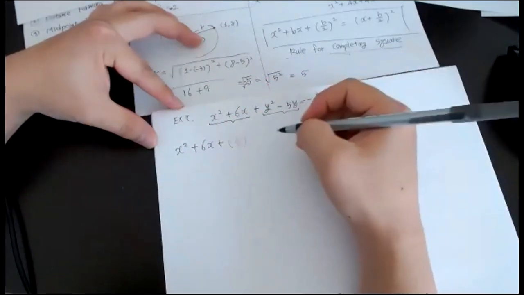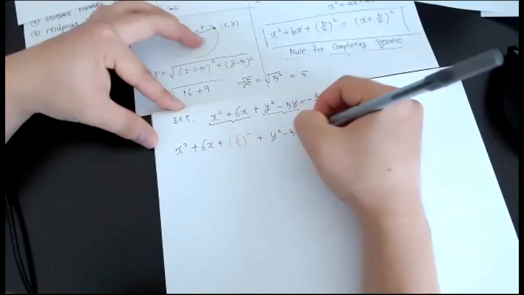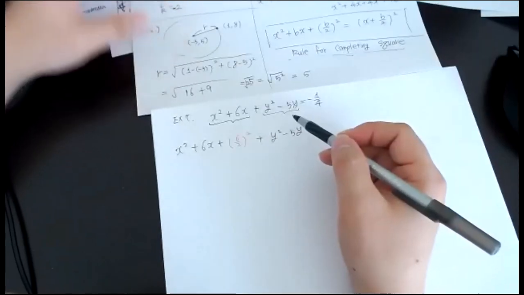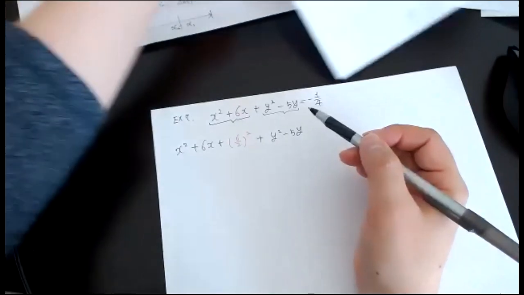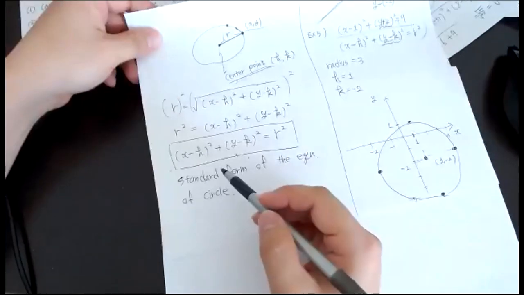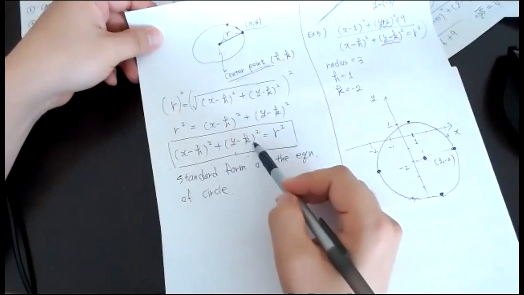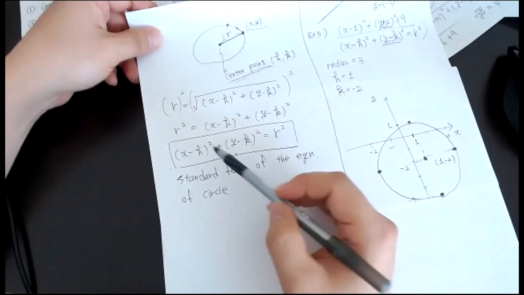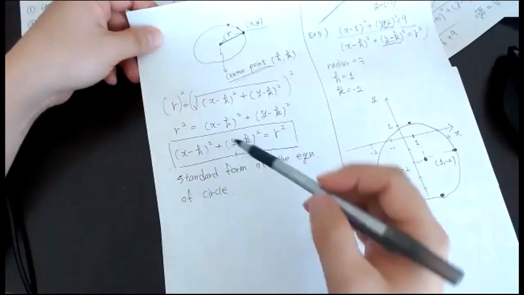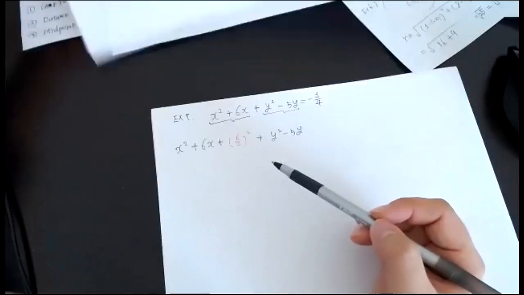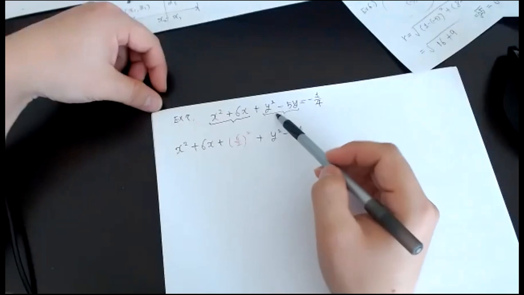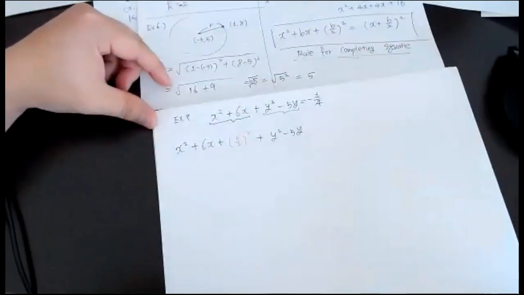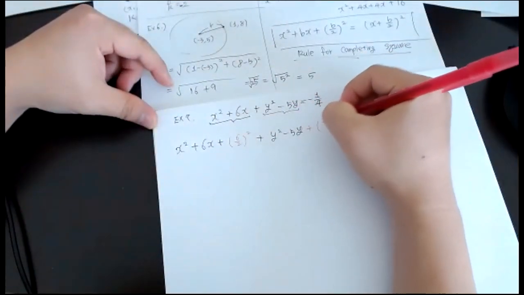Then plus y squared minus 5y. Why do we have to make these two into perfect squares? Look at the standard form of the equation of a circle. This is a perfect square, and that's a perfect square. So the standard form has two perfect square forms, and that's why we want to make each of these a perfect square form. So for the y part, we're going to add (negative 5 over 2) squared.